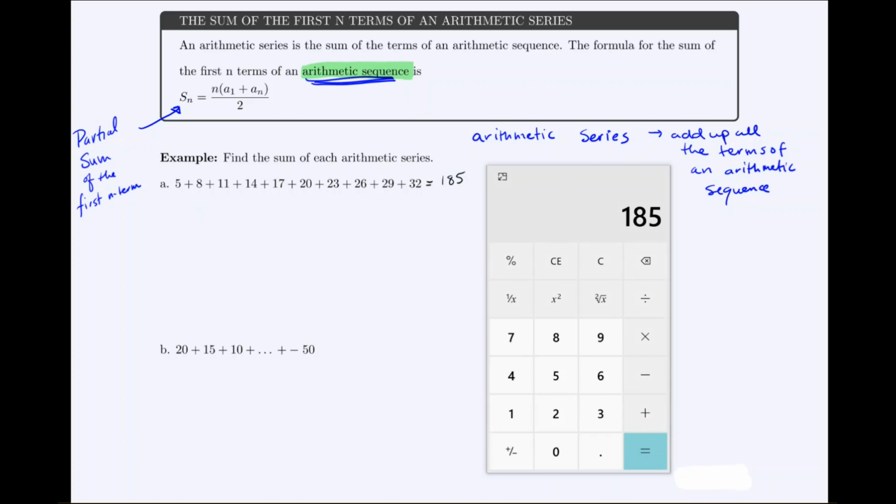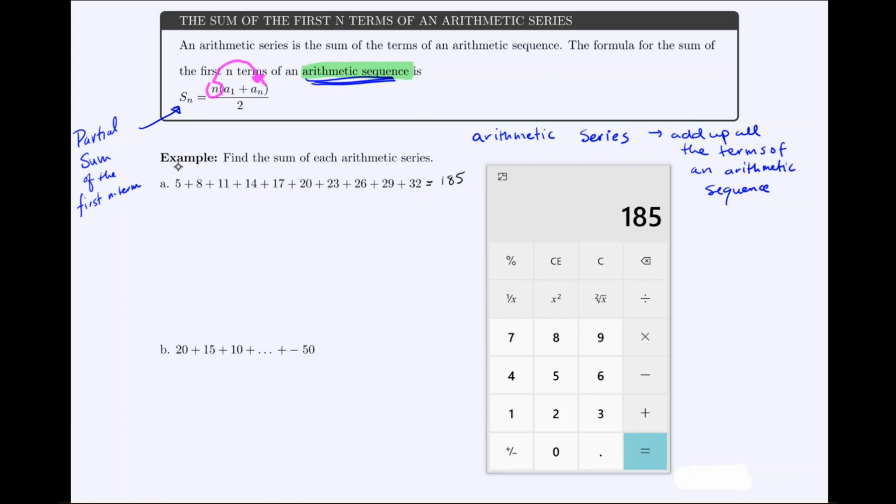And this works if we're not adding up too many things. But we could imagine if we were adding a lot of terms, we would want to have a faster way to do this, which is why our above formula is helpful. Now, what do we need to make the above formula work? We need to know the first term and the last term, which we have. First term is 5, last term is 32. But we also have to know what is the order of the last term. What term is it in the sequence?